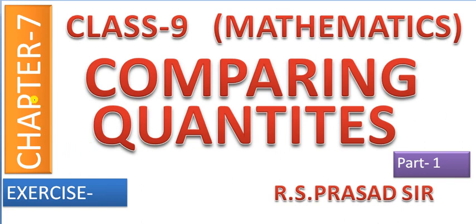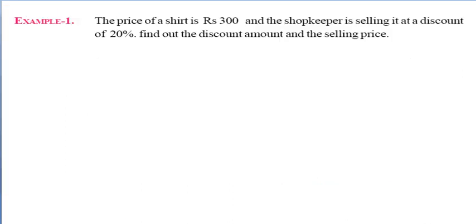Let us see what is in your chapter 7. The first example: the price of a shirt is 300 rupees and the shopkeeper is selling it at a discount of 20%. Find out the discount amount and the selling price. How can we find this? First, this is given as the cost price.